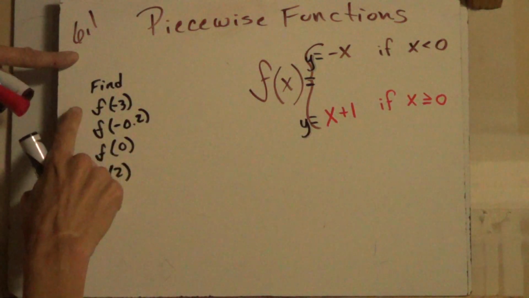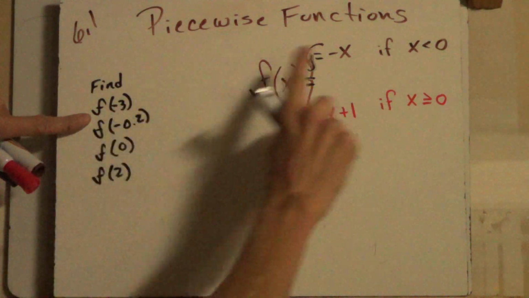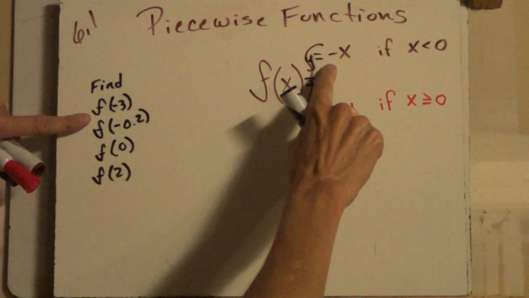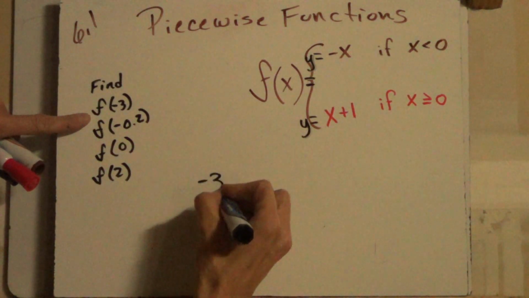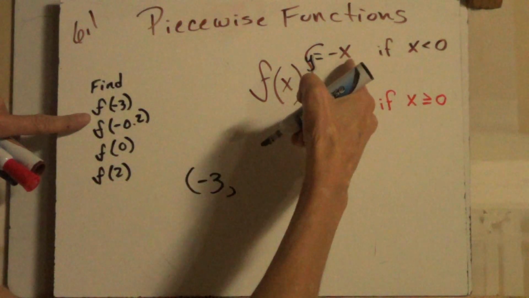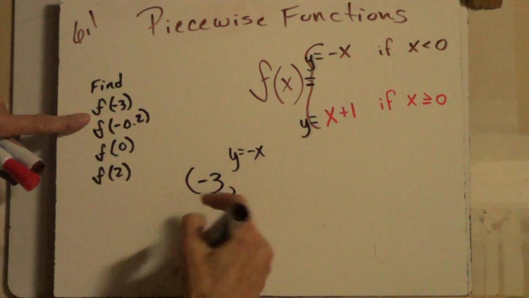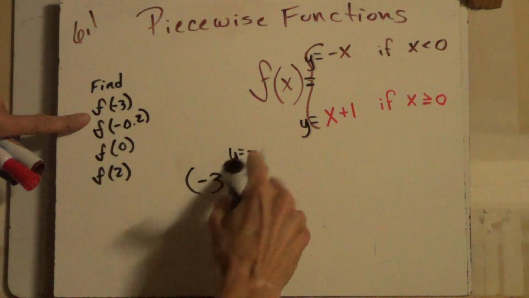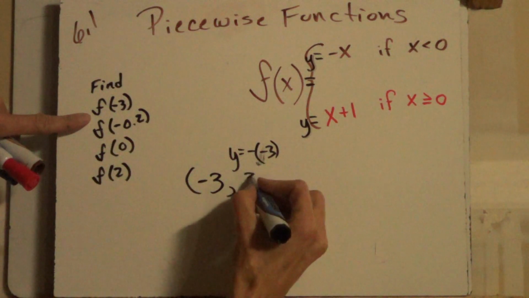And it'll say like, find the value of f of negative 3. Well, negative 3 is less than 0, so you know that you'd be using this one. So when we have a negative 3, y equals a negative x, plug negative 3 in there for x, would have a negative 3, so we know that y is 3.